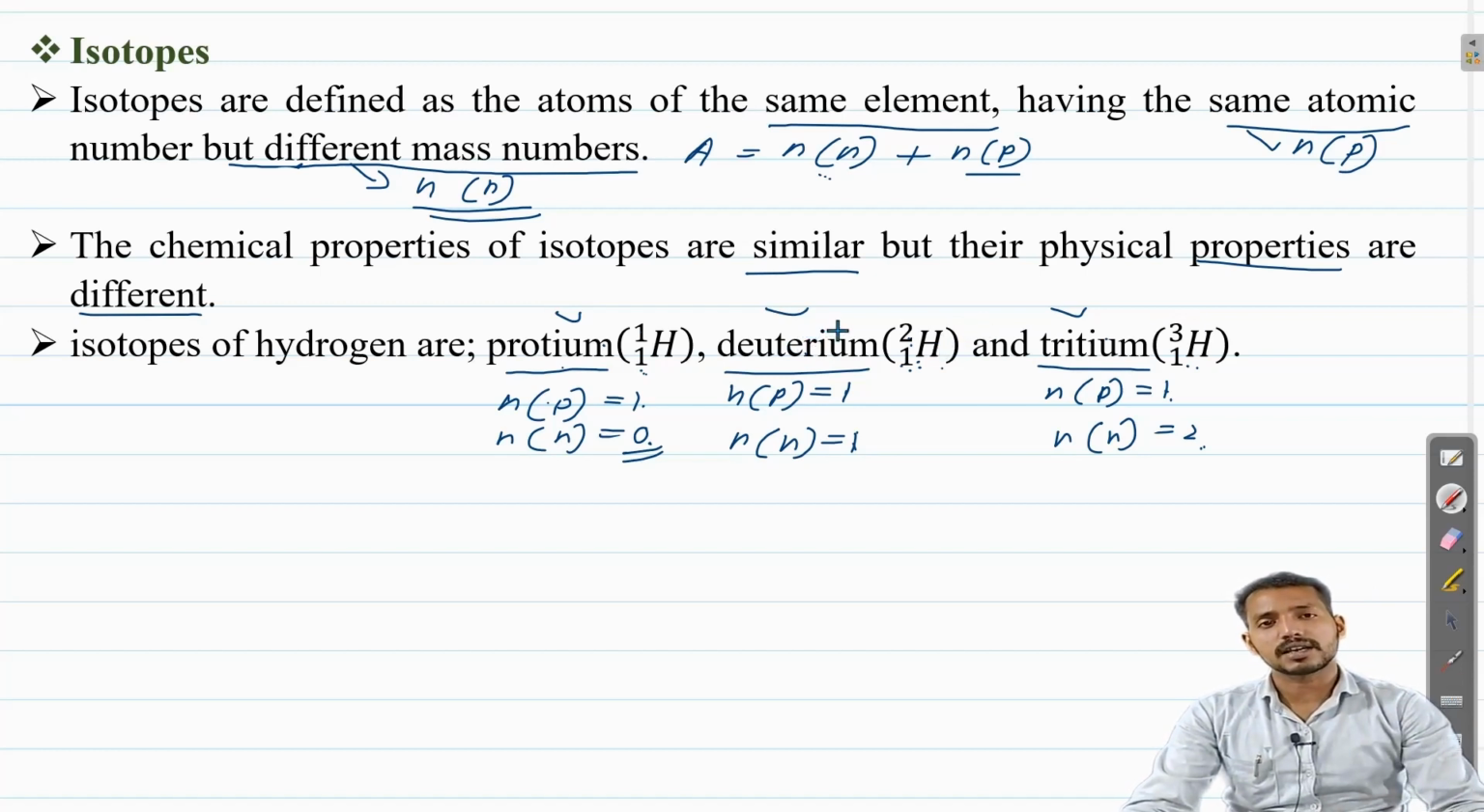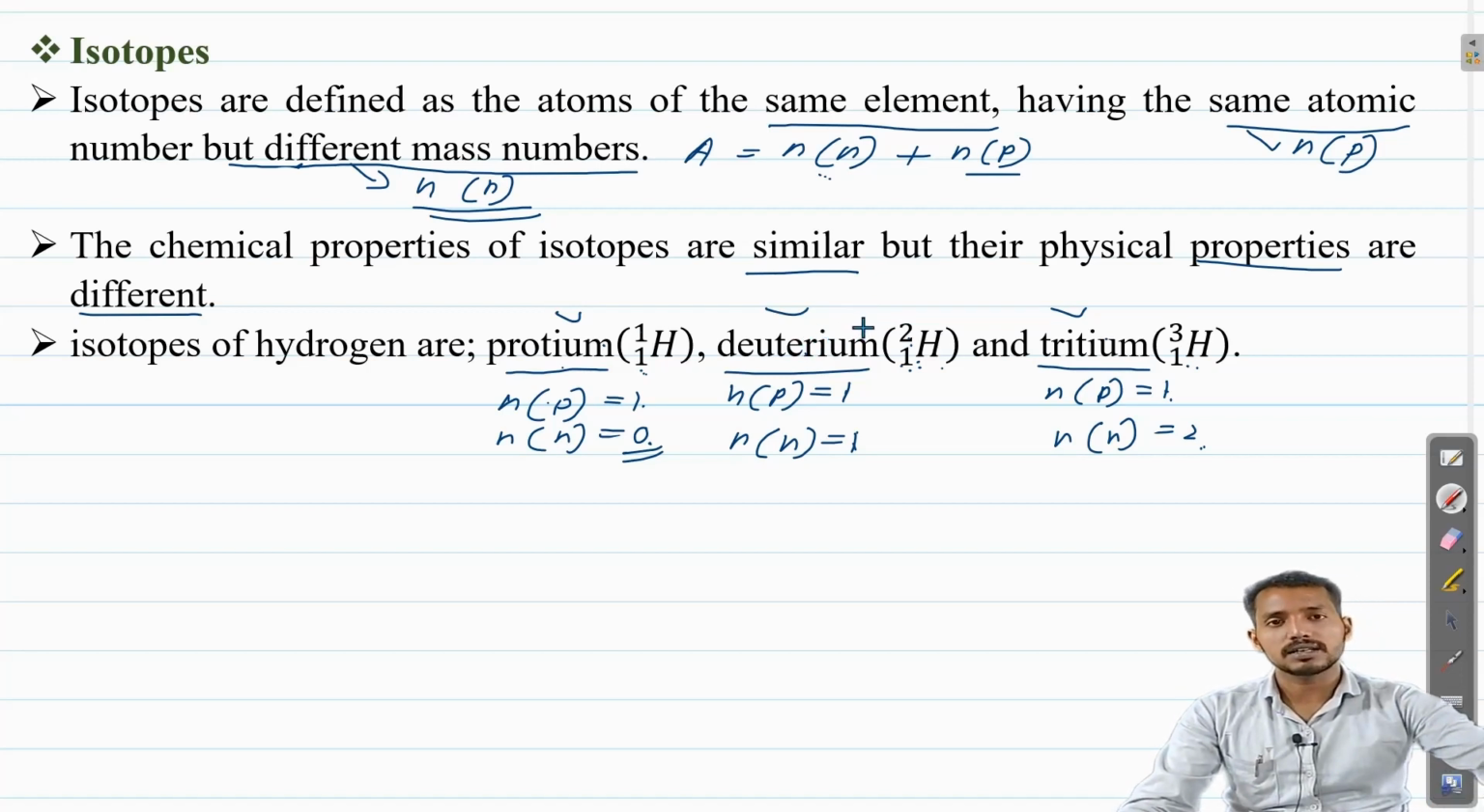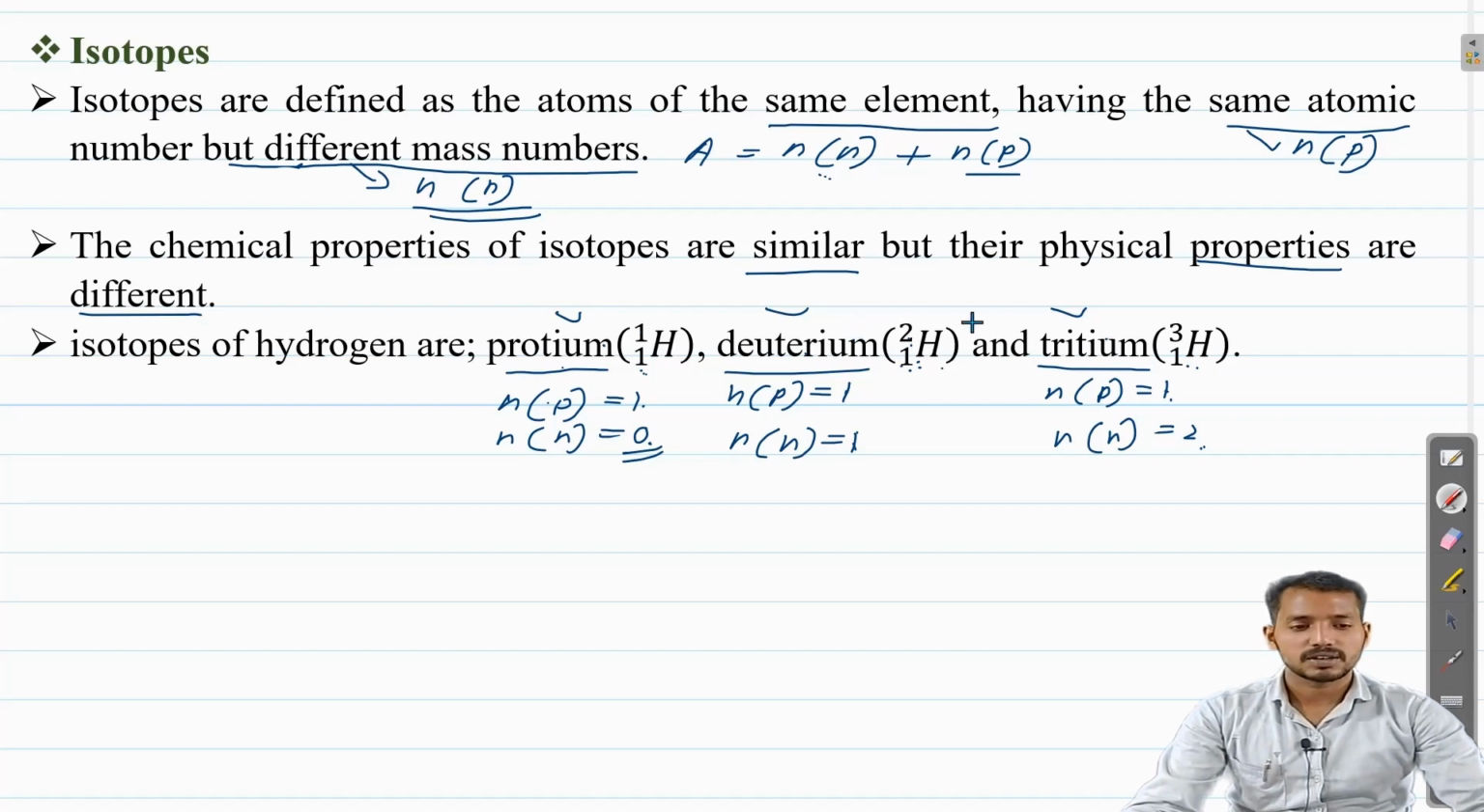Deuterium is mainly used in nuclear reactors. So these isotopes have their own applications, but that you will learn in later classes. Clear? Now let's take one more example.